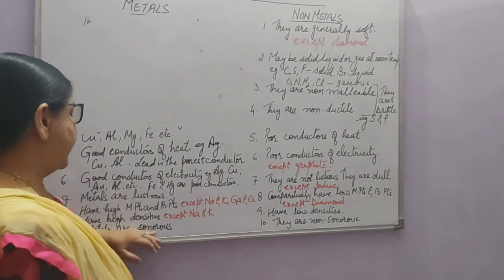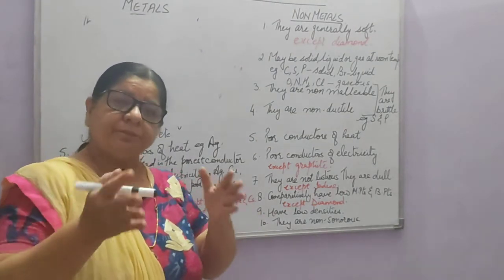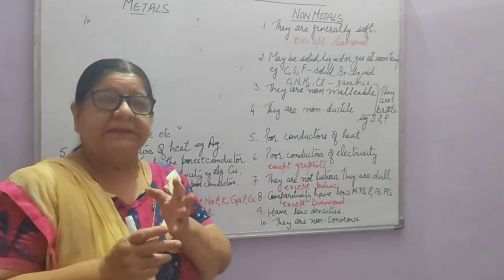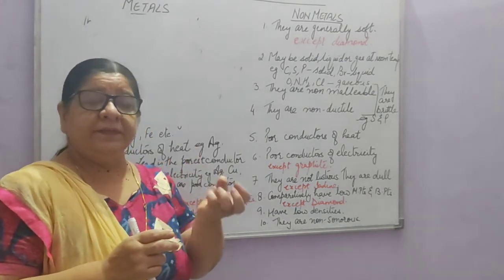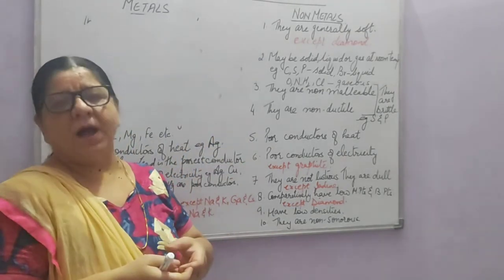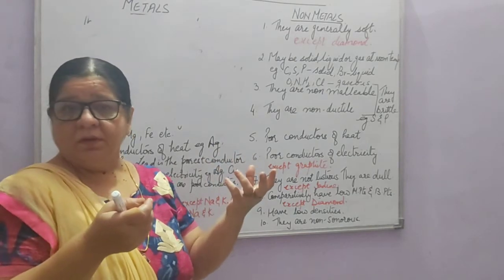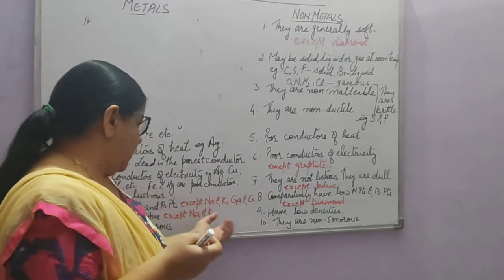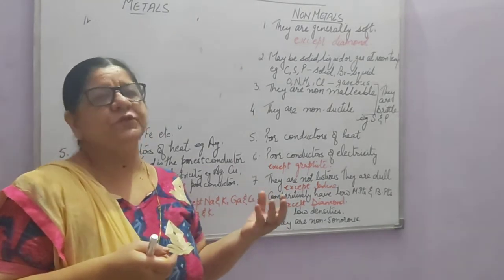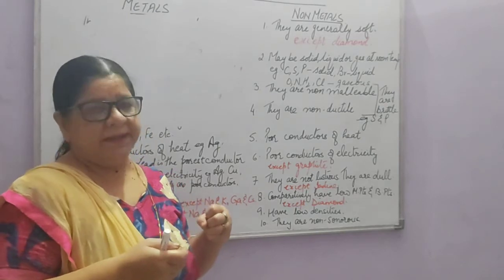Then metals are sonorous. Sonorous means they produce sound when they are hit. That is why in the temples, etc., you must have seen the bells. They are made up of brass. You know, when they are hit, they make sound. Then non-metals are non-sonorous. They do not produce any sound when they are hit.